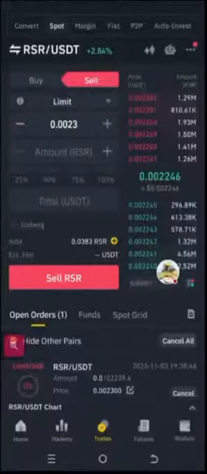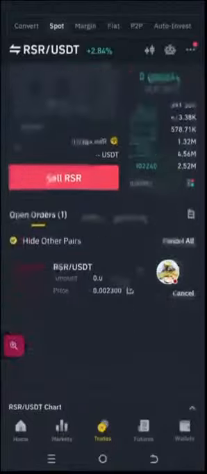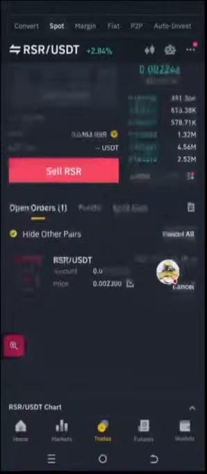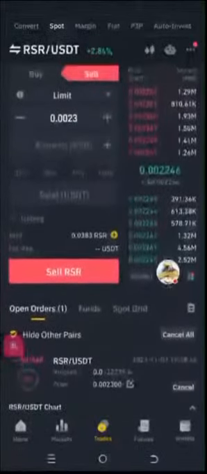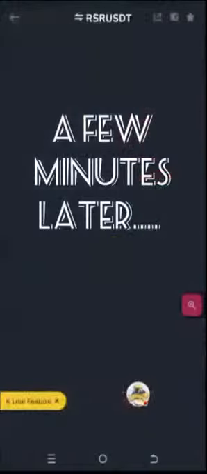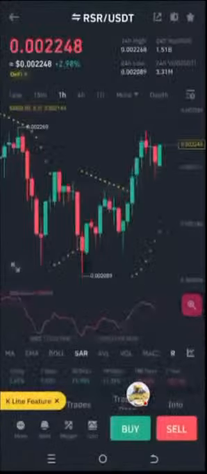Okay, so we've done RSR. RSR is currently in the queue. Let's go over and see how many more we can choose from. Oh, it's going down though. But is it going up? Looks like it's going up.